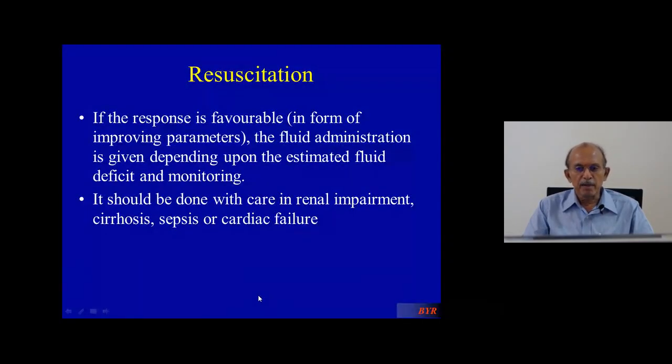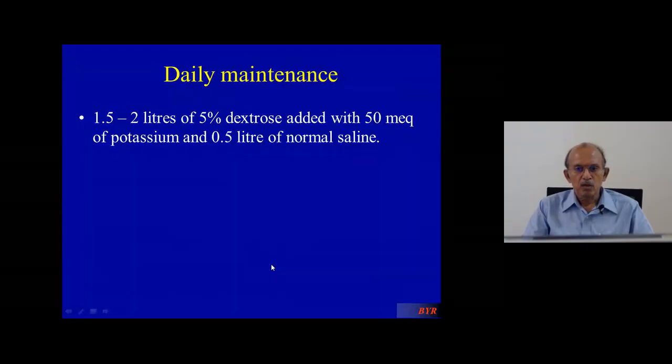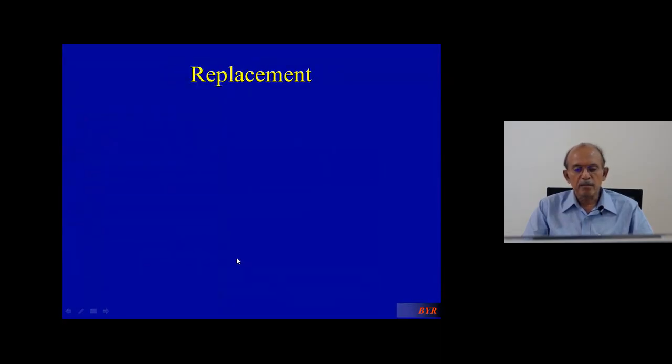Whenever you give IV fluid therapy, you should be careful in renal impairment, cirrhosis, sepsis, or cardiac failure. In these patients, there can be fluid overload, which can cause deleterious effects. For daily maintenance, you can give 1.5 to 2 liters of 5% dextrose added with 50 milligrams of potassium and 0.5 liters of normal saline. So this will be the daily maintenance requirement.